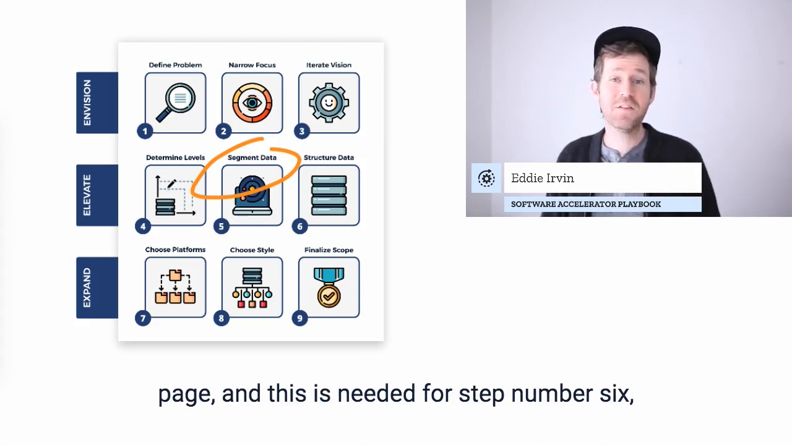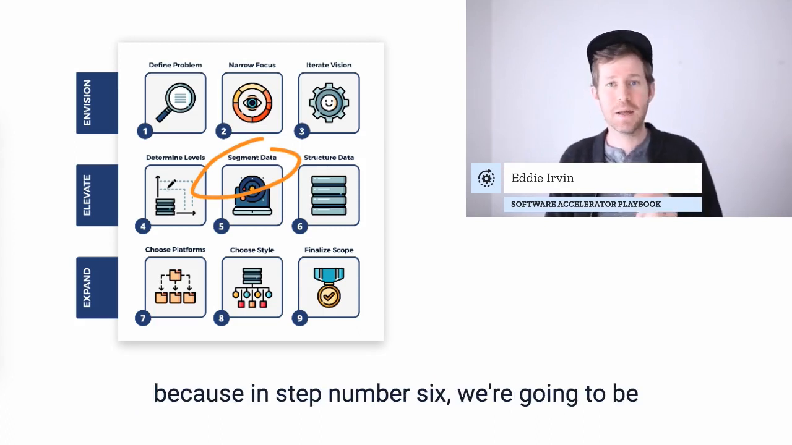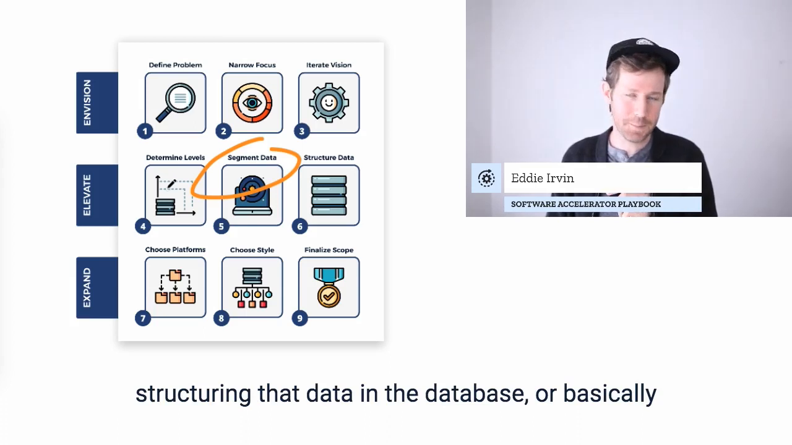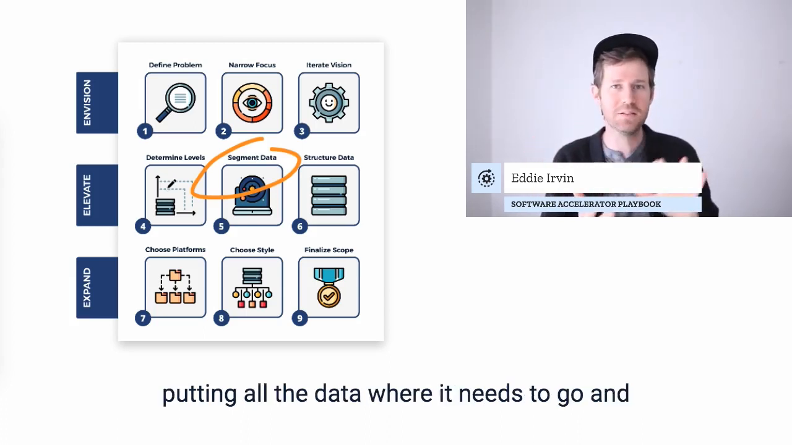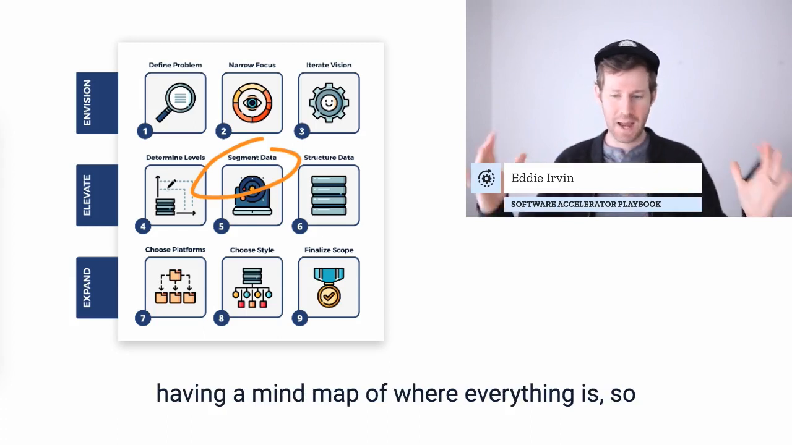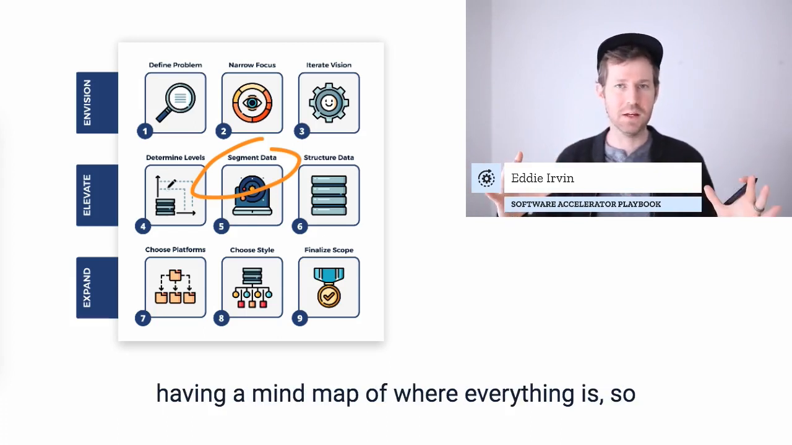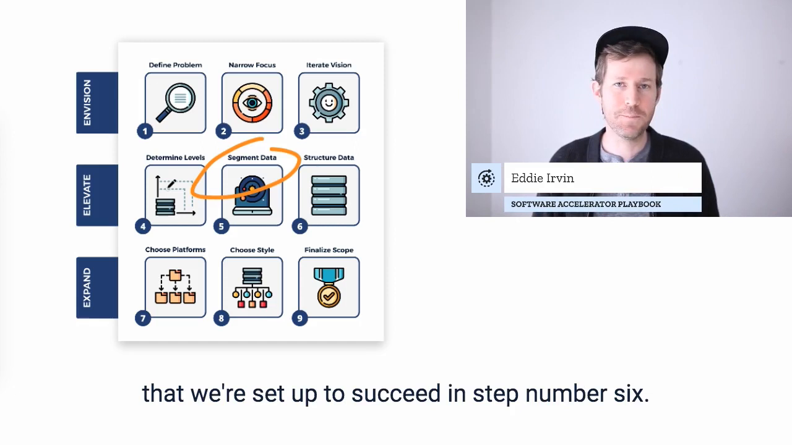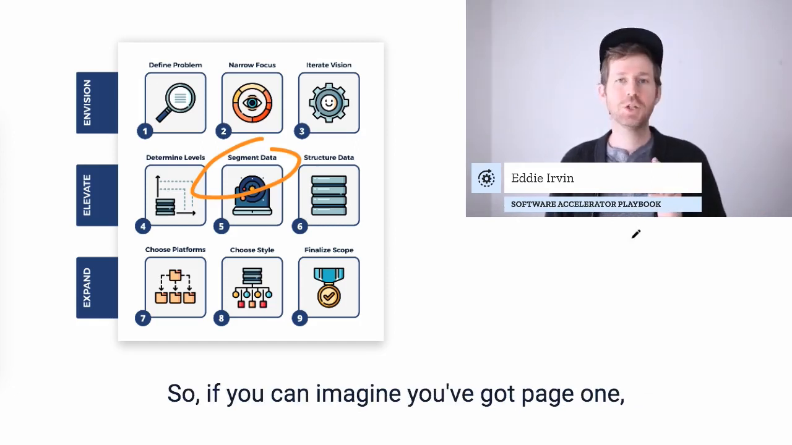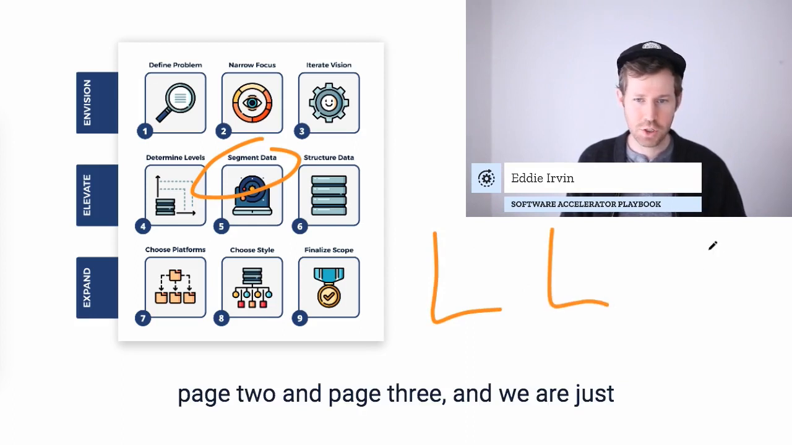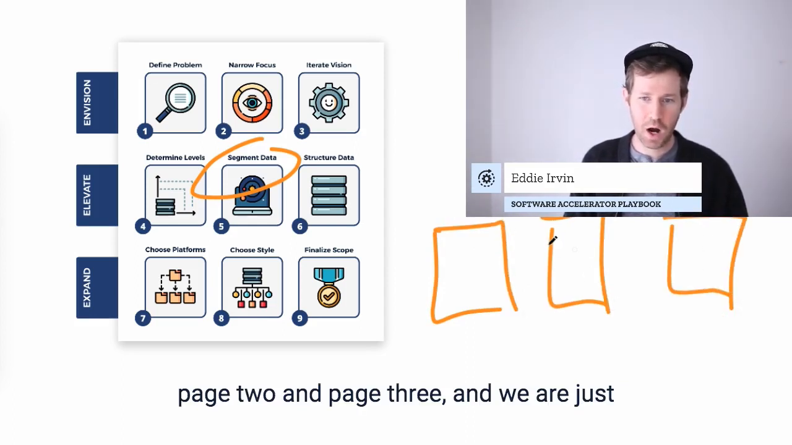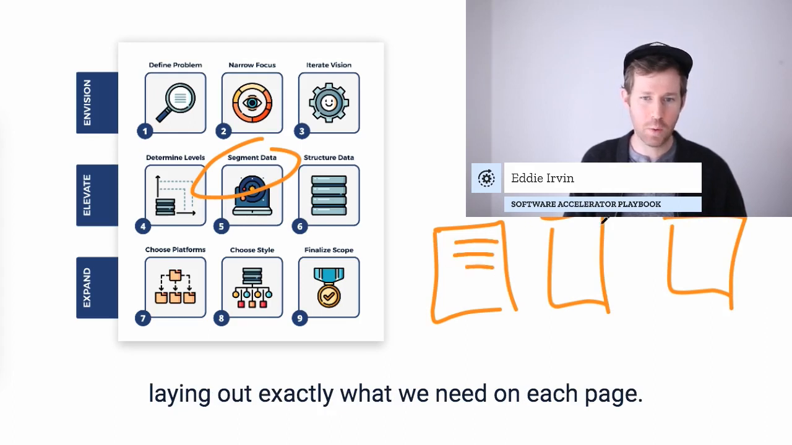And this is needed for step number 6 because in step number 6 we're going to be structuring that data in the database. So we're basically putting all the data where it needs to go and having a mind map of where everything is so that we're set up to succeed in step number 6. So if you can imagine, you've got page 1, page 2, and page 3, and we are just laying out exactly what we need on each page.